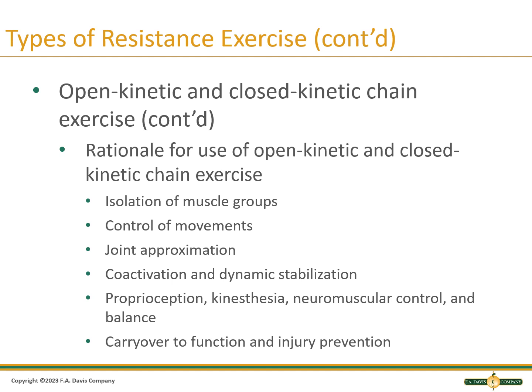If we have proprioceptive, kinesthetic, or neuromuscular control and balance targets, then we're typically going to want to focus more on our closed chain because of the enhanced neural inputs from closed chain activities. And then carry over to function and injury prevention, again, depends on the functional needs of the patient, but typically is going to be more closed chain activity related.